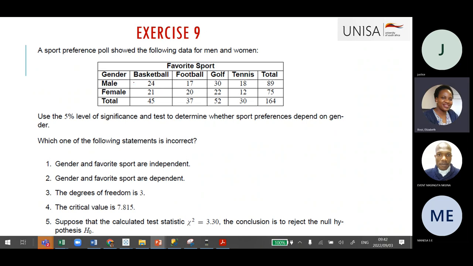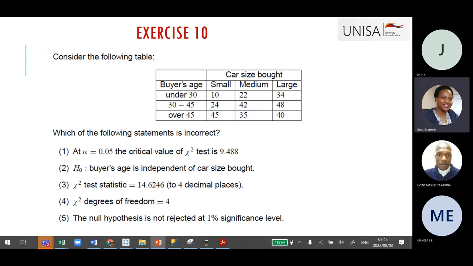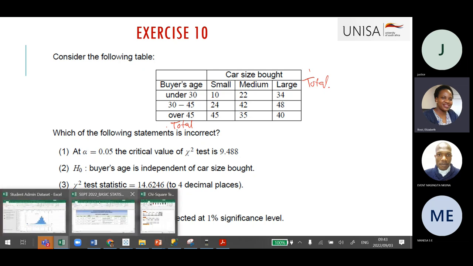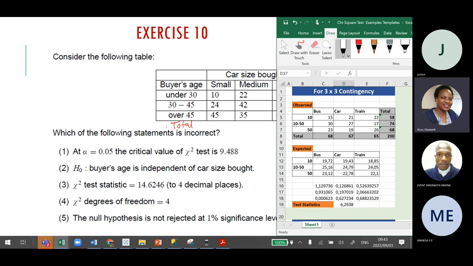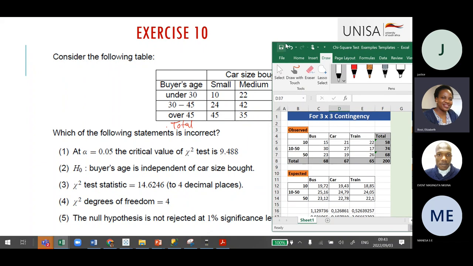And this is a 2x4, 1, 2, 3, 4. This is a 2x4 contingency table, and you will find the template on there. You just answer the question. The last question is a 3, 1, 2, 3. And here, notice that the totals are missing. So always remember to have your total, or you don't even have to worry about the total because the template itself calculates the total for you. And this is already part of the template.